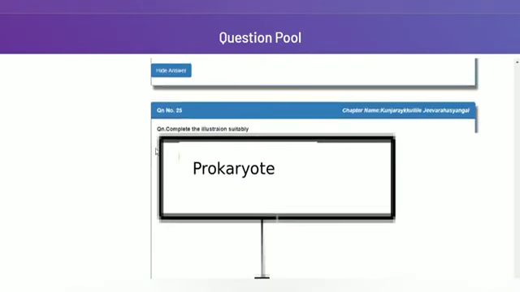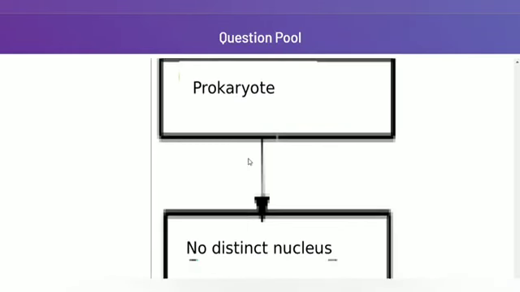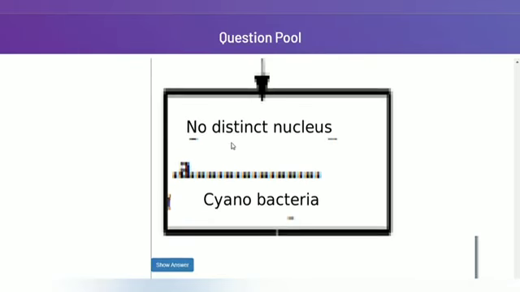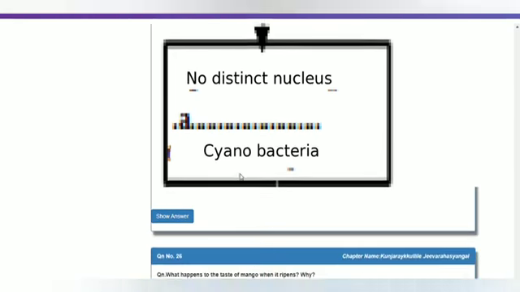Next is question number 25. Complete the illustration suitably. Prokaryotic: it is given, no distinct nucleus. The next one is cyanobacteria.